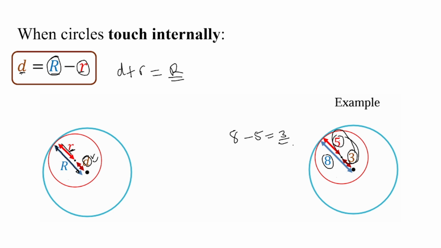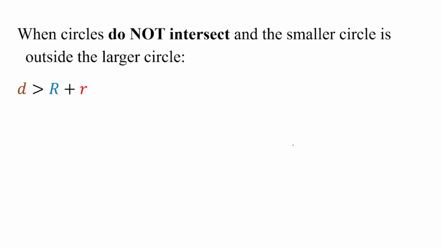And then the third situation is that the circles may not intersect and the smaller circle is outside the larger circle, like this.